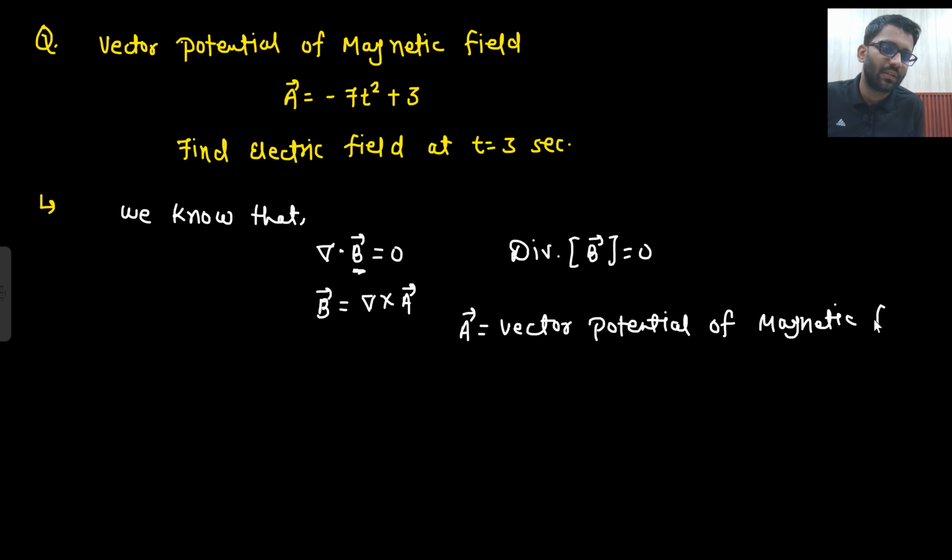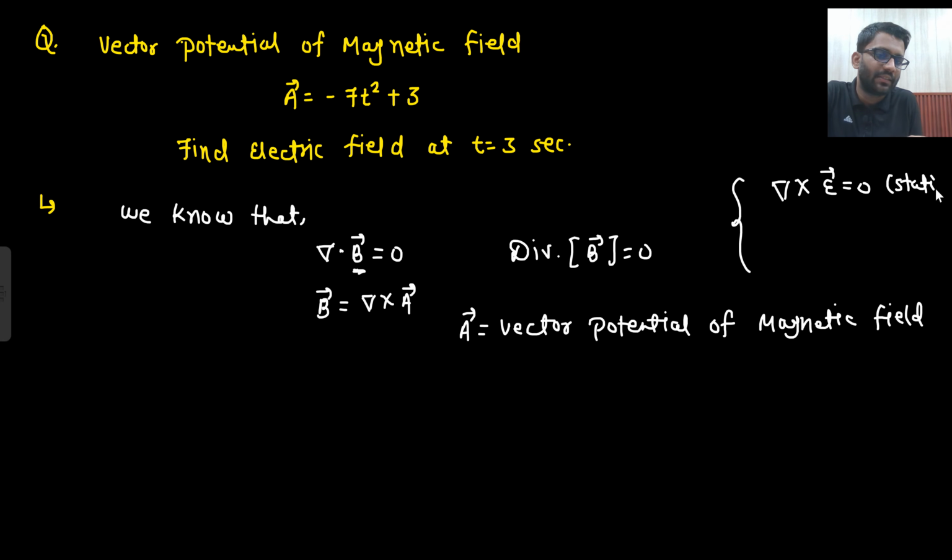Now you can try this question. Try solving it on your own now. B is equal to del cross A. This formula you understood. How did this formula come? From an analogy you will be able to remember it: you know that del cross E is equal to 0 for the static case. So from there I wrote E is equal to minus del V. Sorry, V is not a vector quantity, so minus del V. Similarly, here I am using that divergence of curl is equal to 0, so B is equal to del cross A.